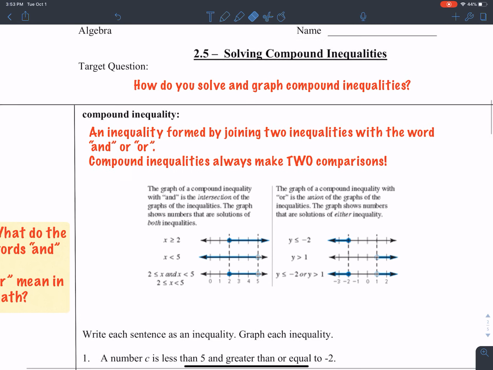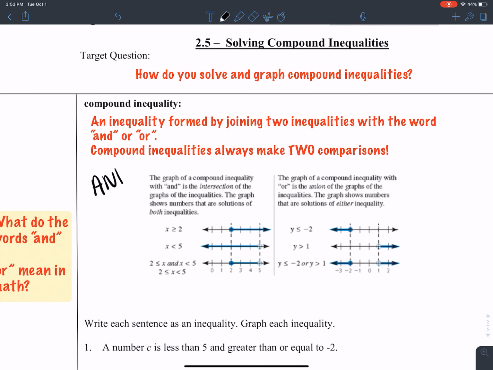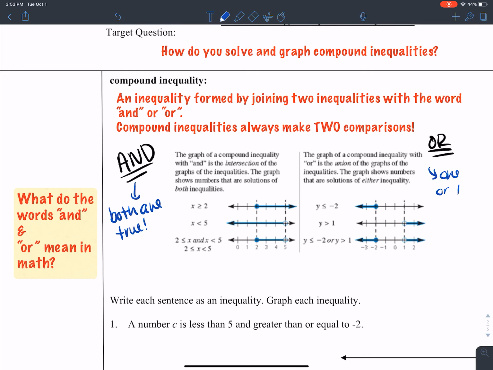And there's two types of compound inequalities that we'll have in our work today. We'll have what's called an and compound inequality, and then we'll have an or compound inequality. So you can see that the words and or mean something specific. In math, the word and means both things are true. The or means one or the other is true.